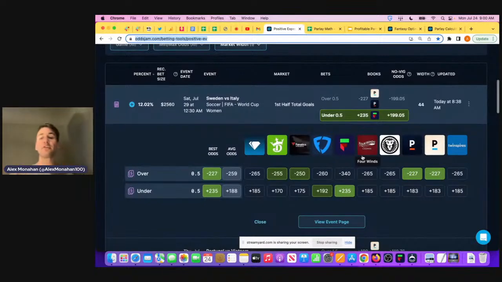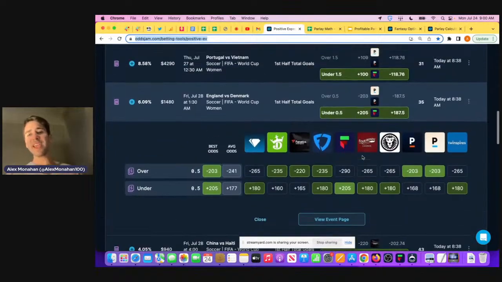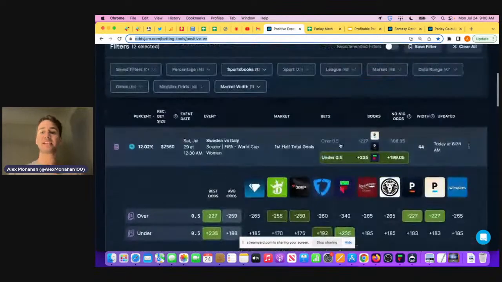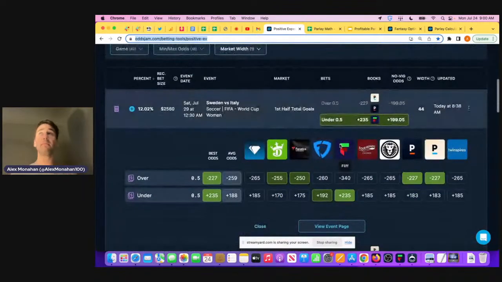But maybe I find another really good pick, which I did, England versus Denmark, under half, right? So I could either play both of these as straight bets, or I could include them in a parlay. If both plays are profitable, then the parlay will be profitable, right? So it's up to you. It's a risk tolerance thing, right?